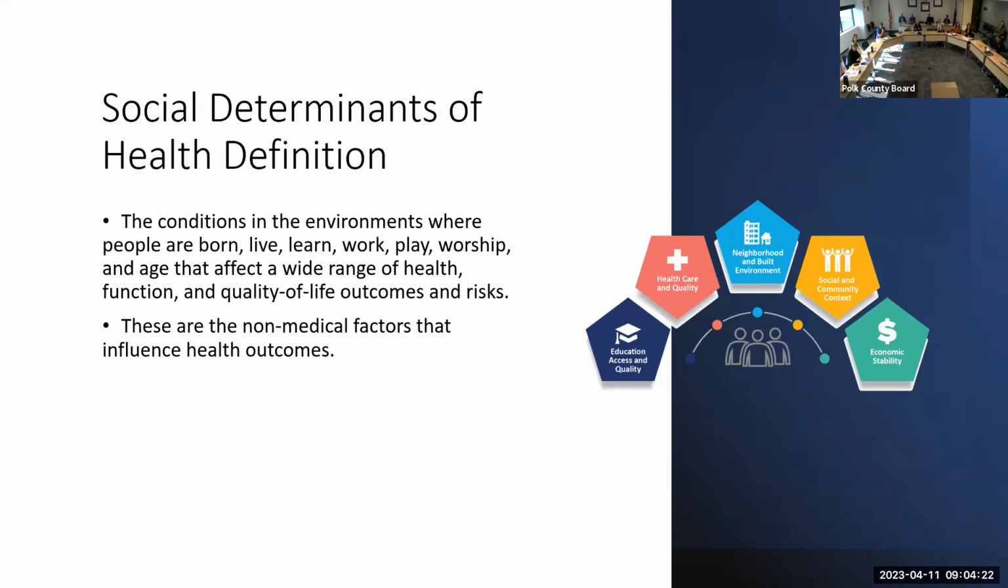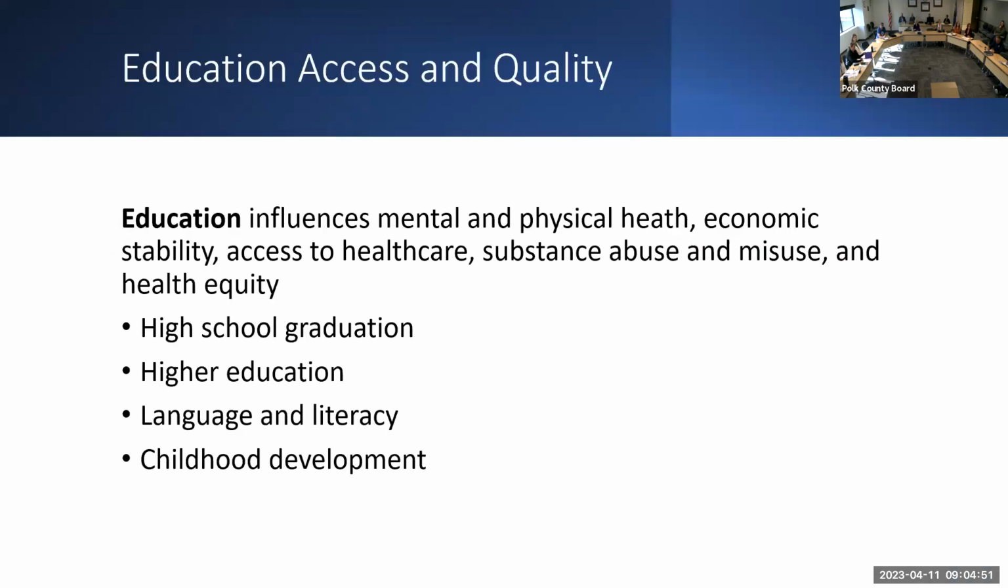I also kind of wanted to mention that the reason that it's important to acknowledge the social determinants of health isn't necessarily because we as public health can change all of these social determinants, but by acknowledging the social determinants and how they influence health, it can kind of guide us toward where we can focus our efforts, where there might be greater needs in our communities. Next slide, please. So education, access, and quality.